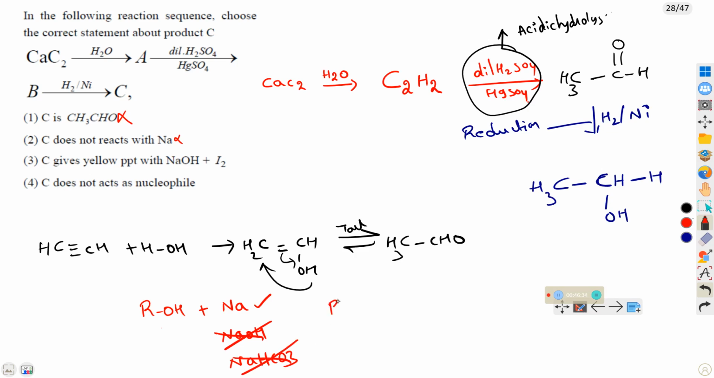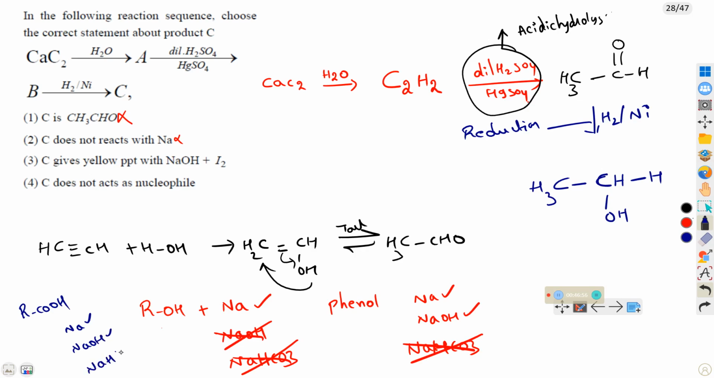Phenol reacts with sodium and with NaOH, but phenol does not react with NaHCO3. That means it does not give the sodium bicarbonate test. Which gives the sodium bicarbonate test? Carboxylic acid. Carboxylic acid reacts with sodium, NaOH, and even NaHCO3, based on their acidic nature.